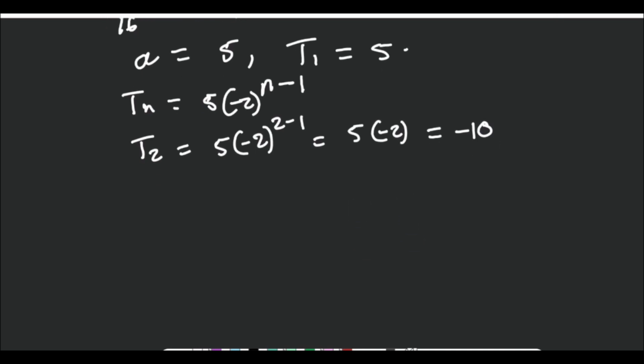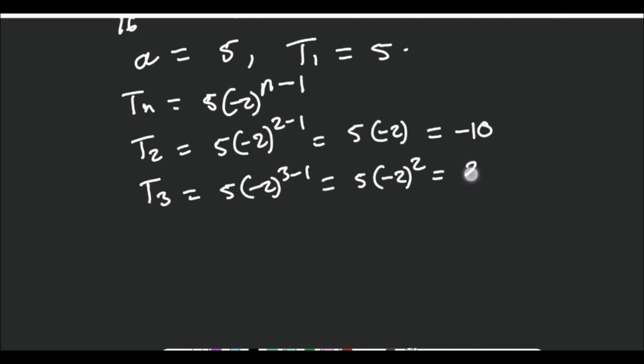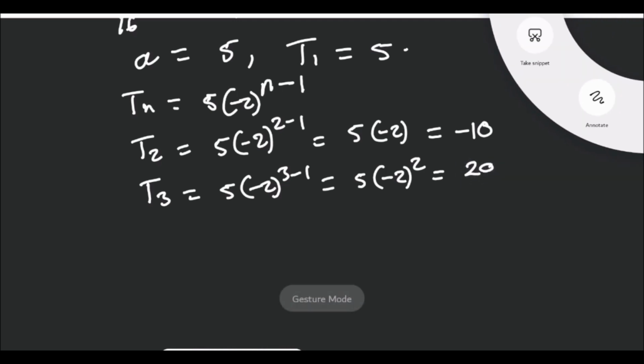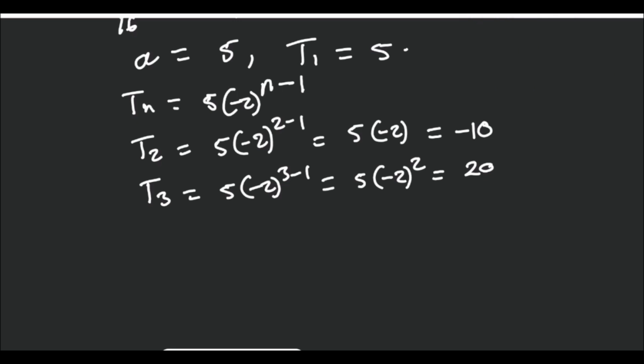All right, what is our T3 now? Our T3 is going to be 5 times -2 to the power what? 3 minus 1, which is equal to 5 times -2 to the power 2, and that solves to 20, right? Because -2 squared is equal to 4. 4 times 5 is equal to 20. All right, so we are done. We're pretty much done. That's it.